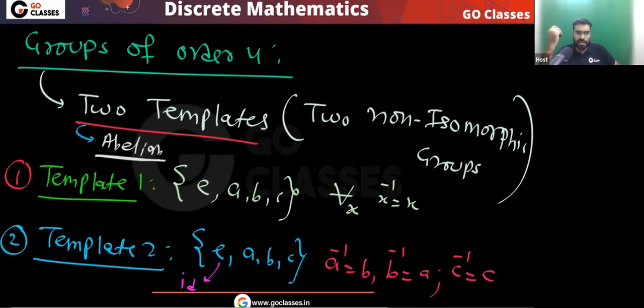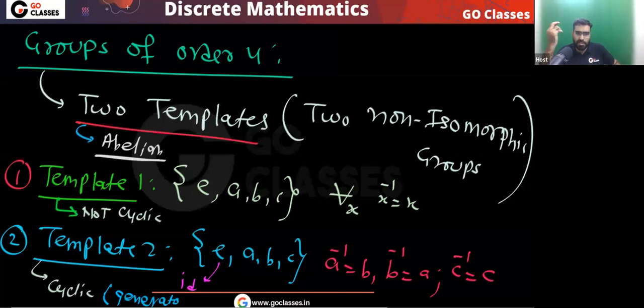And one of them is cyclic, one of them is not cyclic. Which template is cyclic? Template one is not cyclic. Remember, template one is not cyclic. But template 2 is cyclic. And what are the generators in template 2?